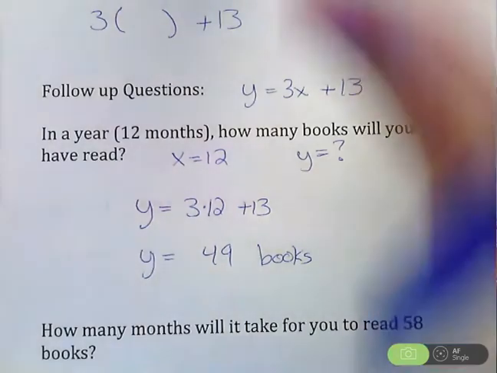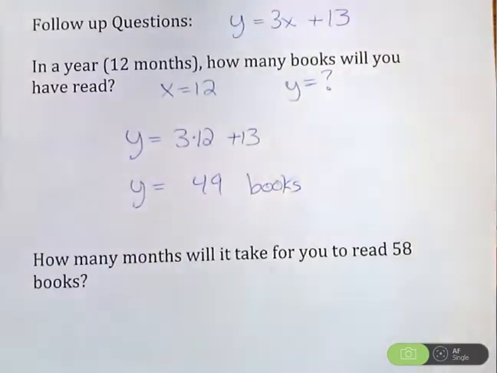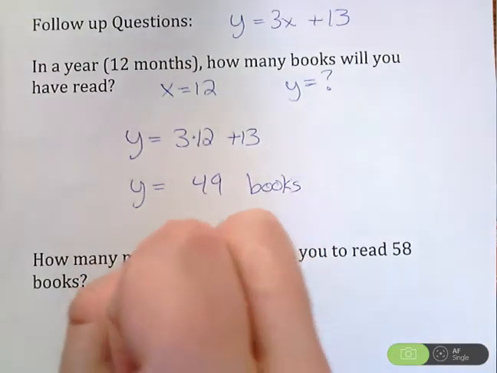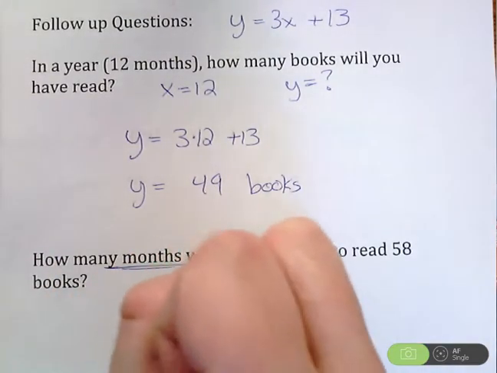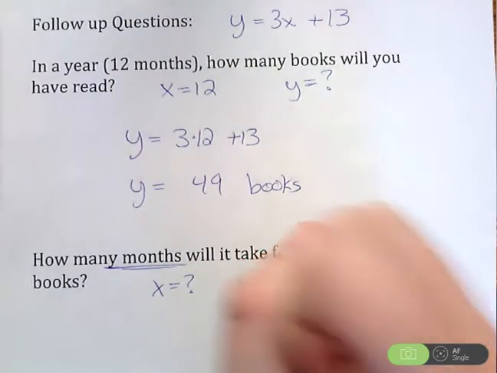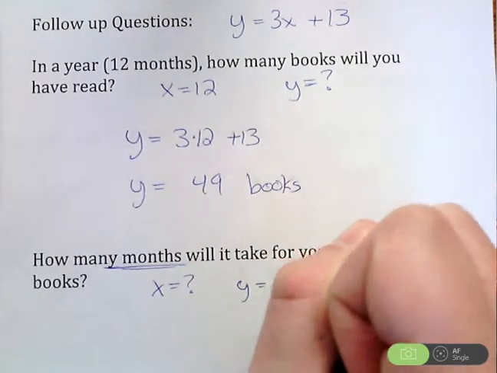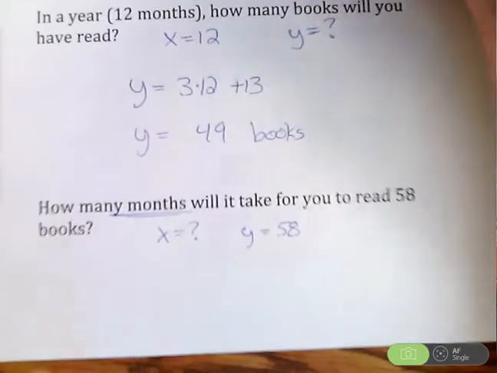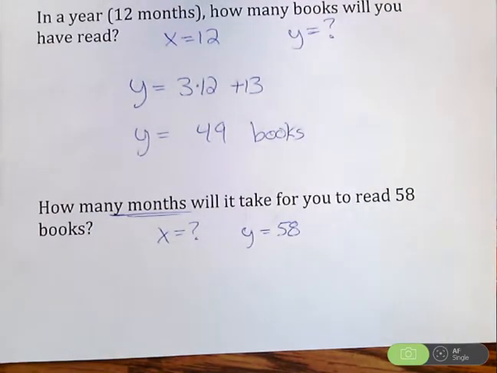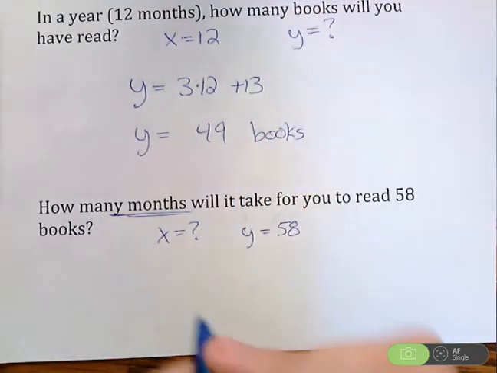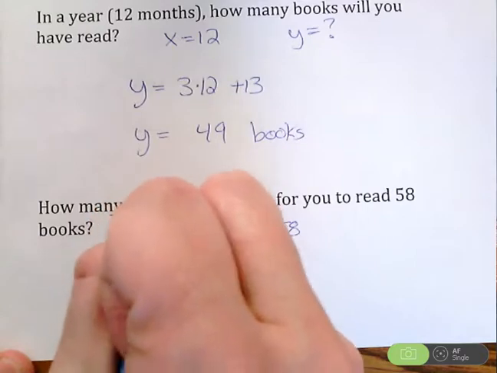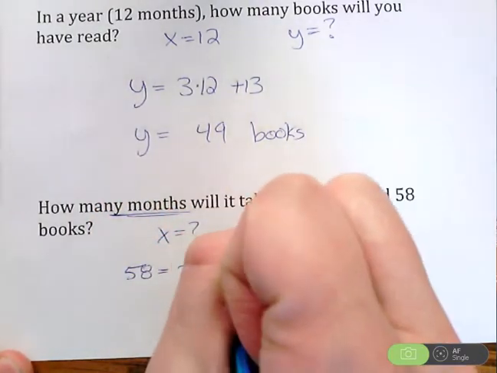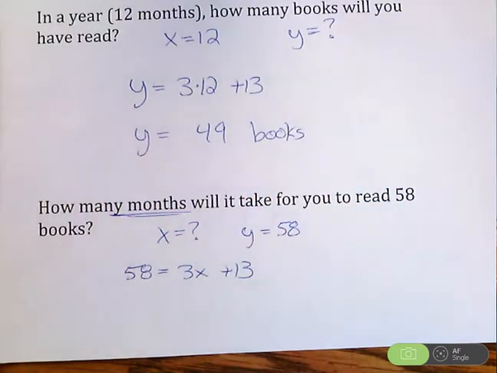And one more question here. How many months will it take for you to read 58 books? So they're asking about months, so we don't know x, and they tell us the books we've read is 58. So they're telling us y is 58. What is x? So using the equation I had written up above, I'm going to plug in for y. Let's solve for x. So I have 58 equals 3x plus 13.